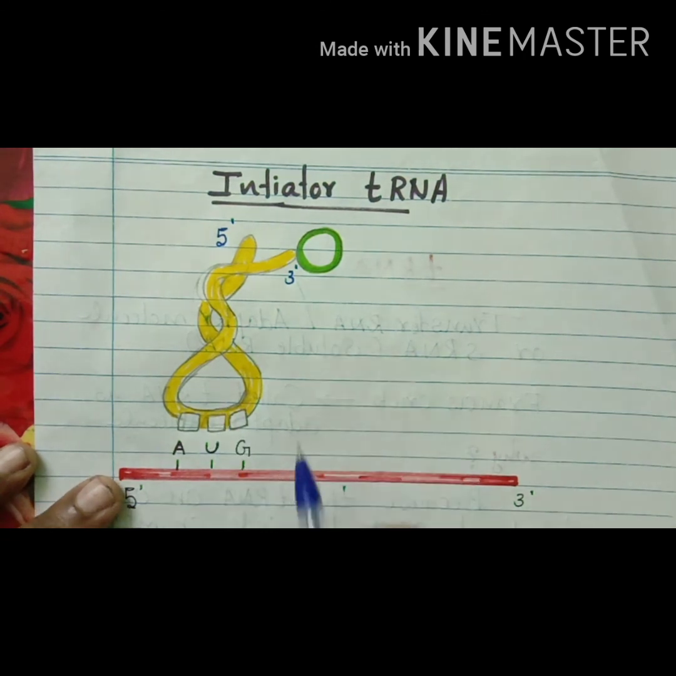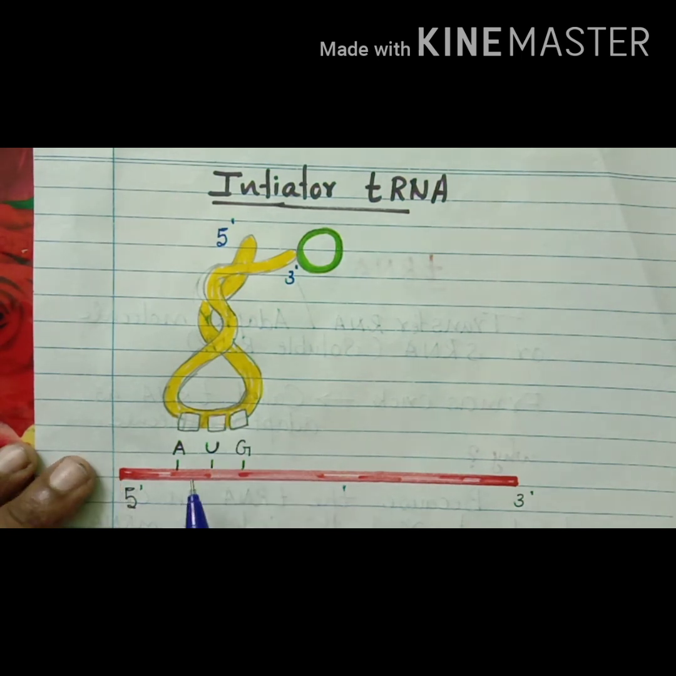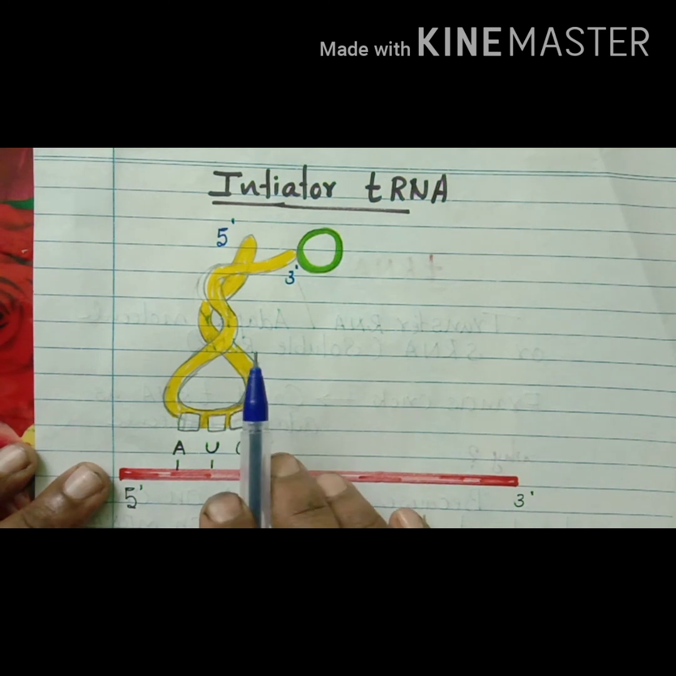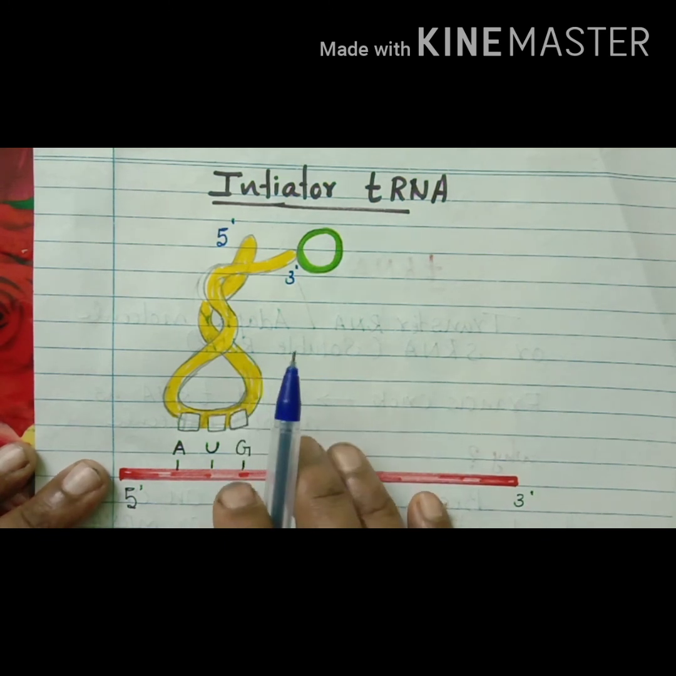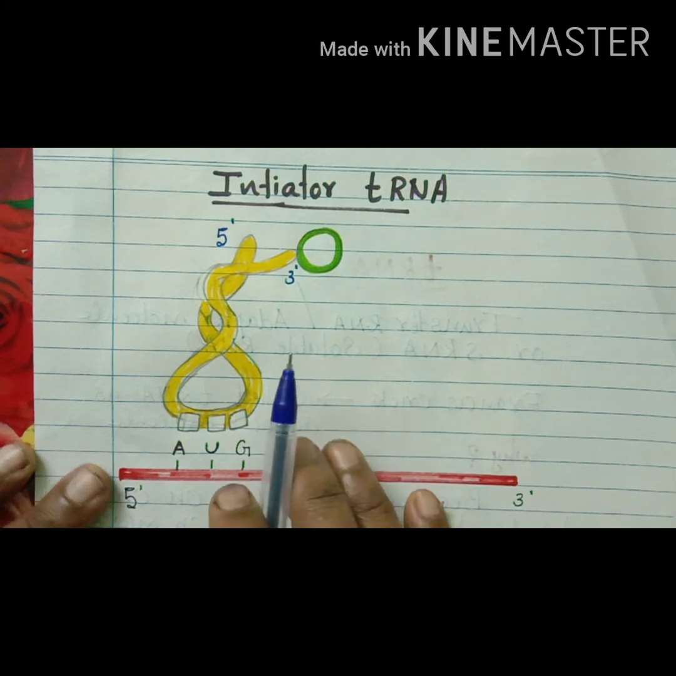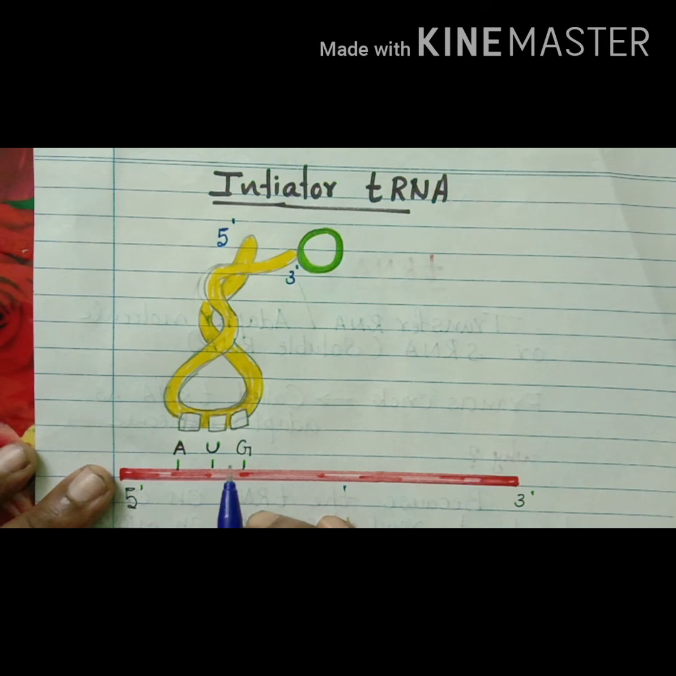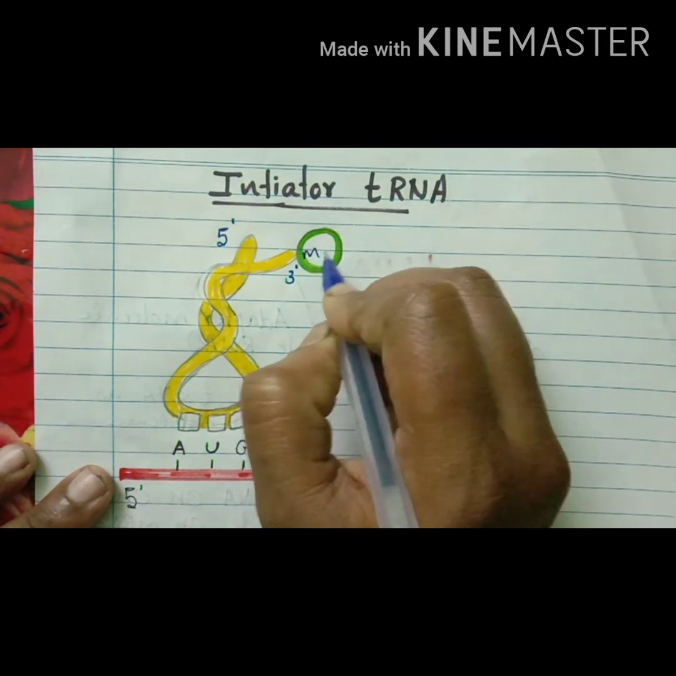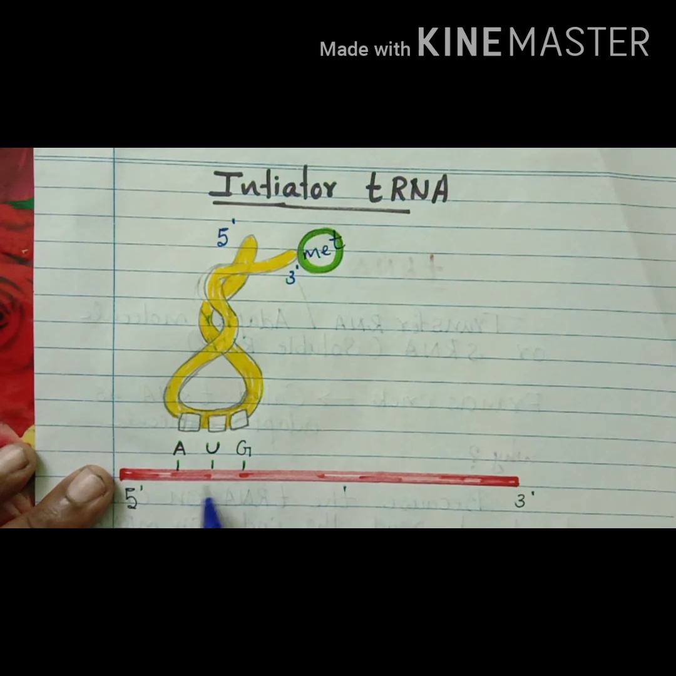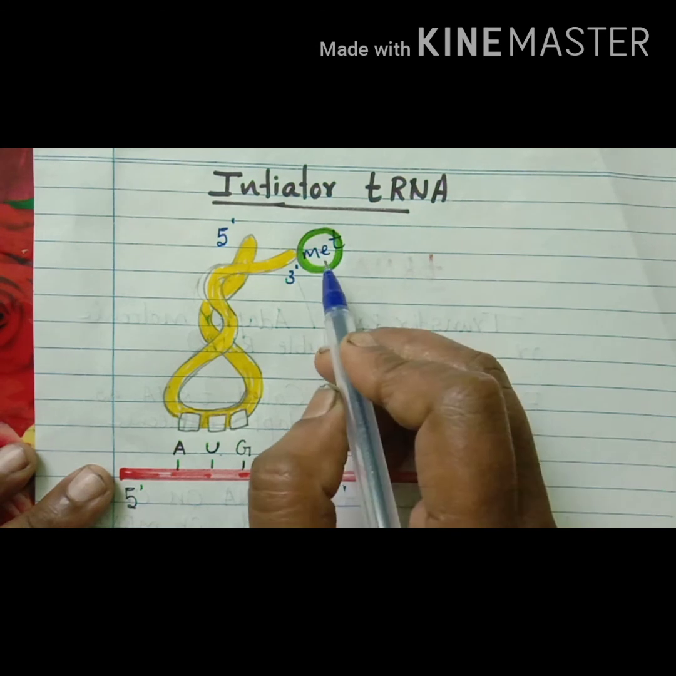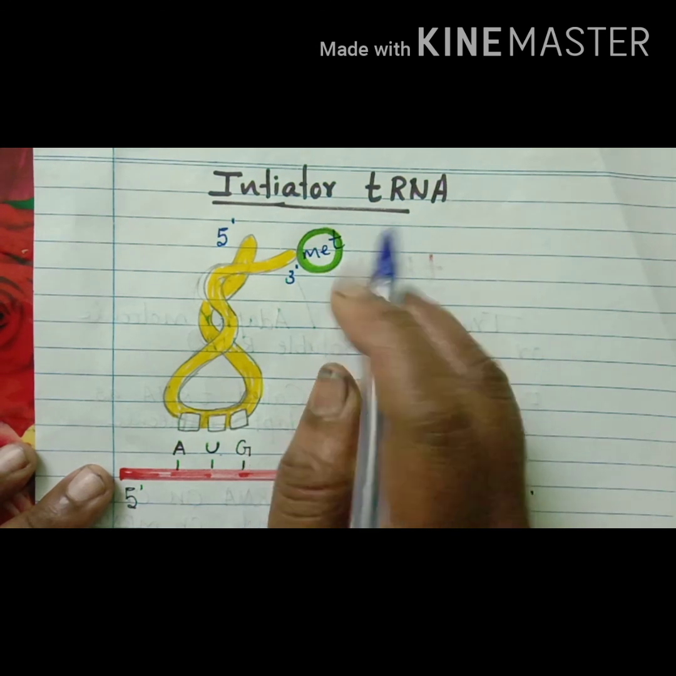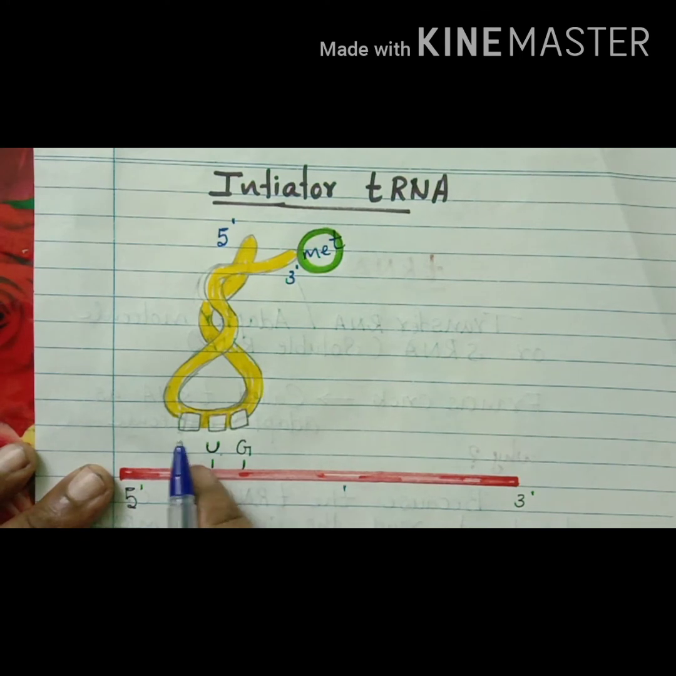So this is the structure of initiator tRNA. How can we identify this as an initiator tRNA? The initiator tRNA means the first tRNA that starts bringing amino acid to the ribosome. The first amino acid coming in protein synthesis is which one? Methionine. The first amino acid is methionine, that is coded by the first codon, the start codon AUG. That's coding for which amino acid? Methionine, that we have studied. So the initiator tRNA will correspond to this codon.